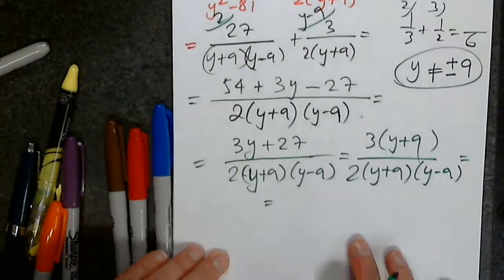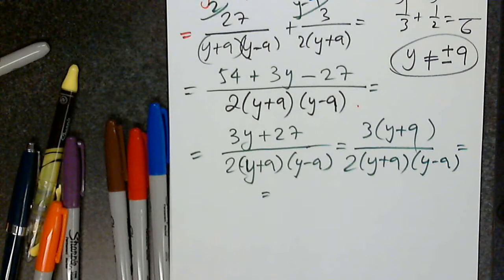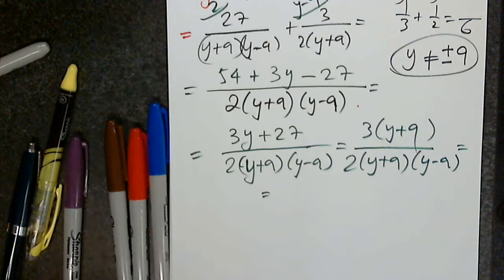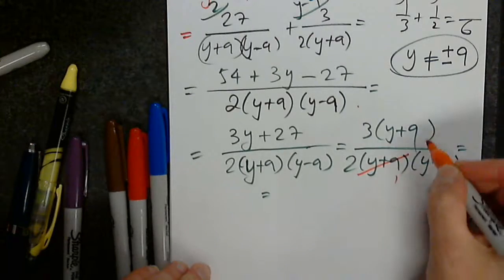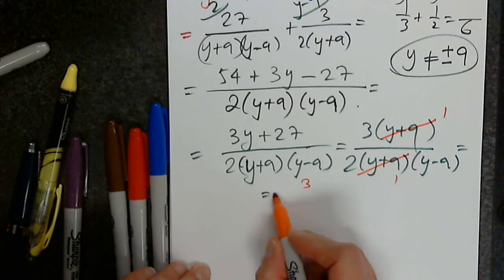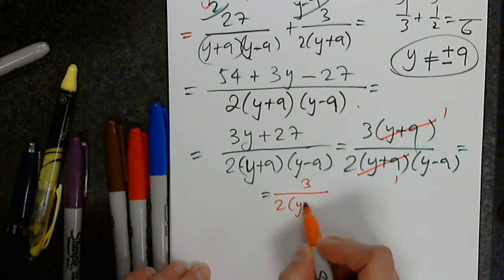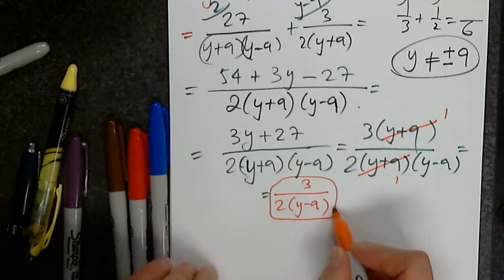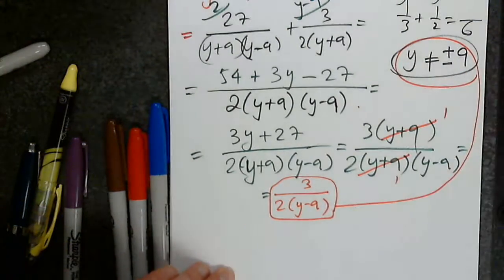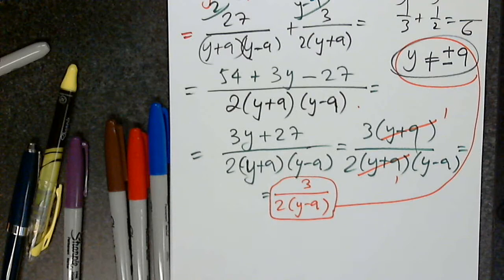Therefore, there is one more step. What is the next step? Cancel y plus 9. Yes, please write one so you know what you did. So this is 3 over 2(y minus 9). This is the simplified form, assuming that the restrictions are fulfilled.